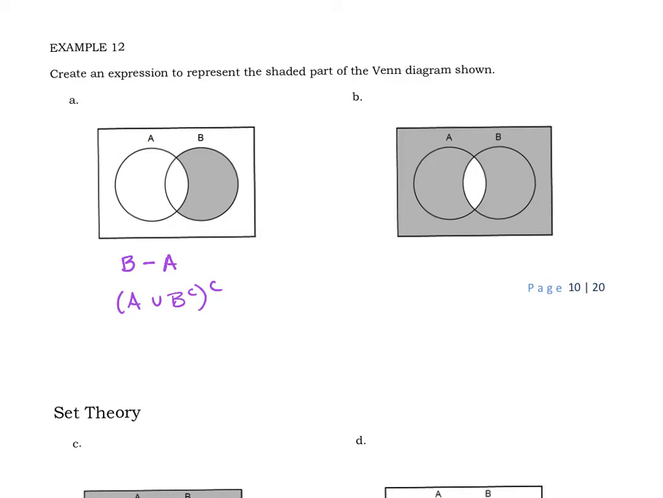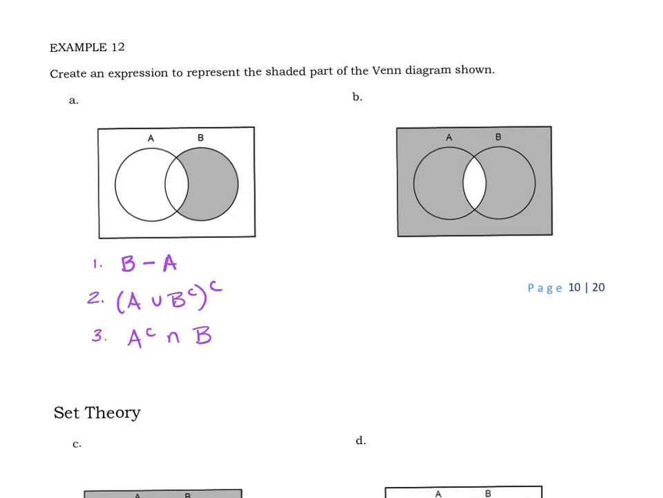And yet a third possibility would be A complement intersect B. I've had students come up with that one before. So there are 3 different ways you can do that. I think the first one is by far the simplest.